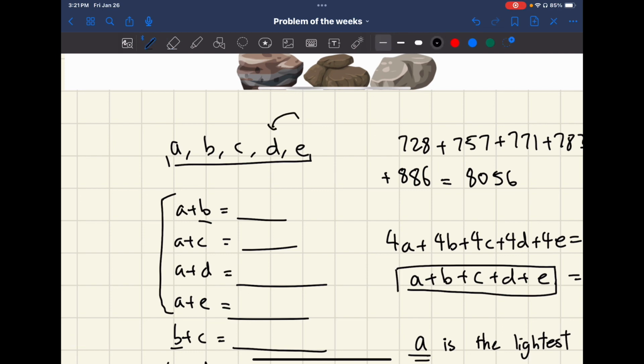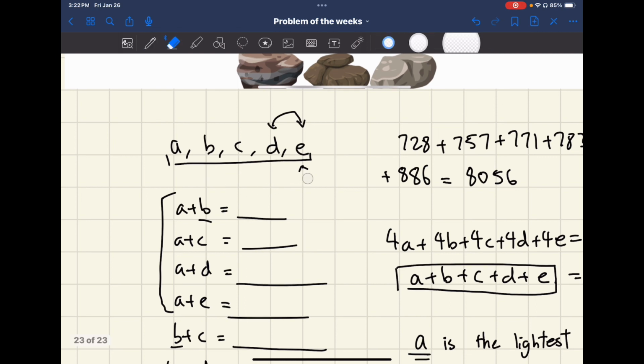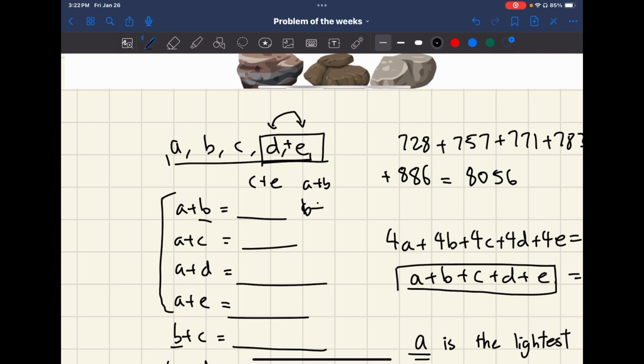What weight is going to be bigger, D plus E or E plus C, right? Or E plus B? Is D plus E going to be bigger or E plus C? Or any other pair? Well, D plus E, this pairing, is always going to be the heaviest mass. If you sum these two numbers up, they're always going to be heavier than C plus E or A plus B or B plus C.